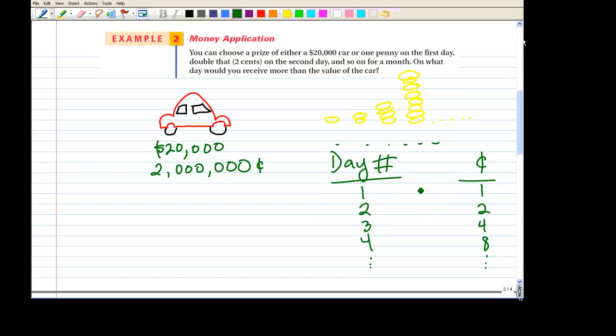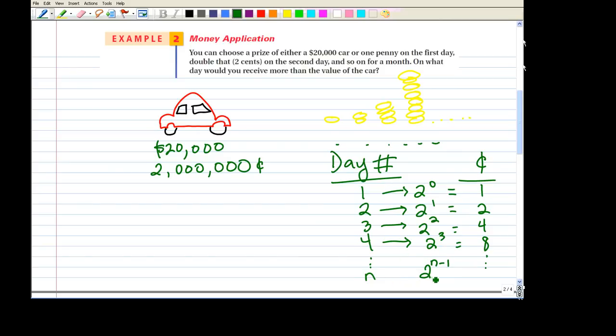I can also write this as 2 to the 0, and 2 to the 0 equals 1. And 2 to the first power will give me that 2. And 2 squared gives me the 4, and 2 cubed gives me the 8. So if I'm comparing the day number to my exponent, what's the pattern here? Compare the 1 to the 0, 2, 1, 3, 2, 4, 3. Well, if I'm on day n, that means I'll have 2 to the n minus 1, as each time my exponent was 1 less than the day number.